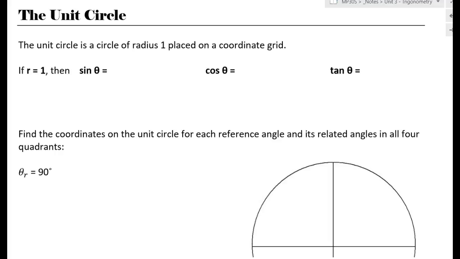So let's begin. The unit circle is a circle with a radius of 1 that's on our coordinate grid. So the key thing is that the radius is 1 and it's treated like it's on our coordinate grid so that the center is at 0, 0.